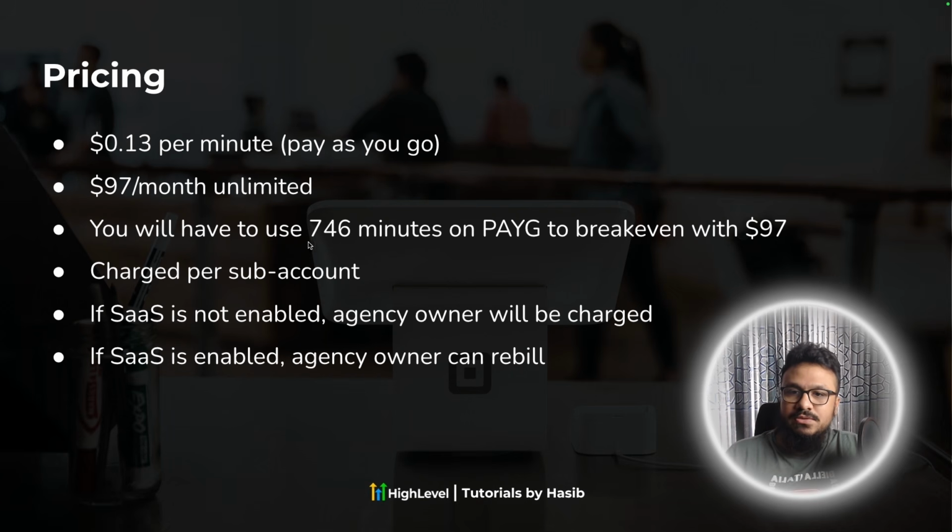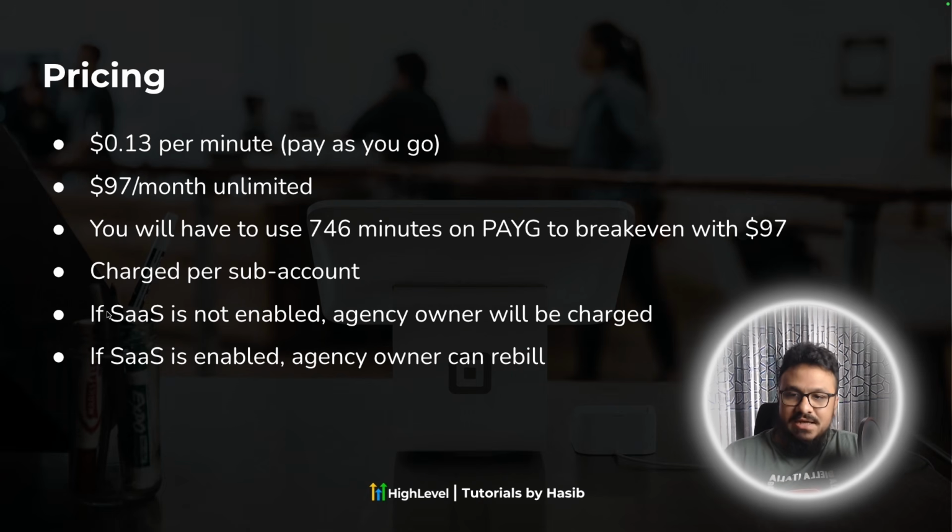You will have to use 746 minutes on pay-as-you-go to break even with 97. So if you think that your usage won't be that much, it's not worth getting the $97 per month. Charged per sub account, they won't charge you on the agency level. You have to pay per sub account.